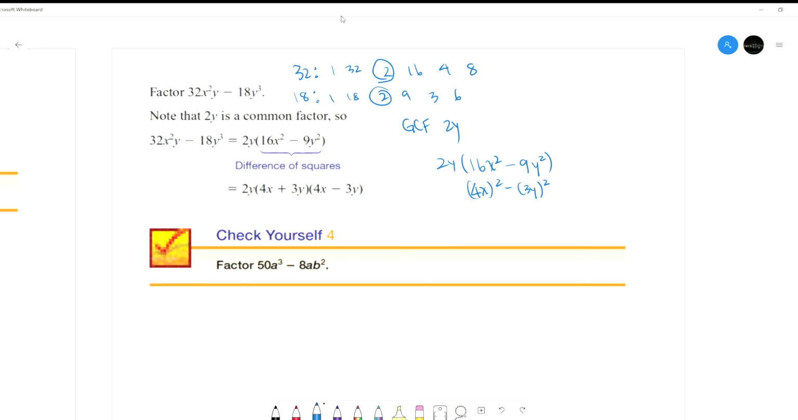So this would factor further to 4x plus 3y times 4x minus 3y. So that's what the 16x squared minus 9y squared is. And don't forget 2y is your other factor from before. So the final answer will be this. 3 factors, 2y, 4x plus 3y, and 4x minus 3y. Okay?